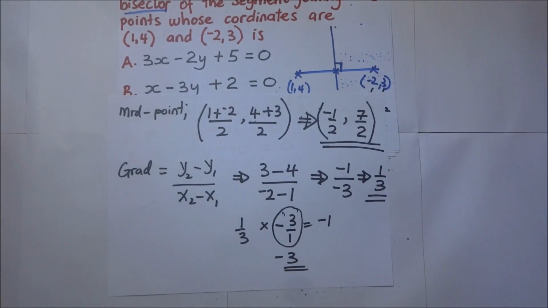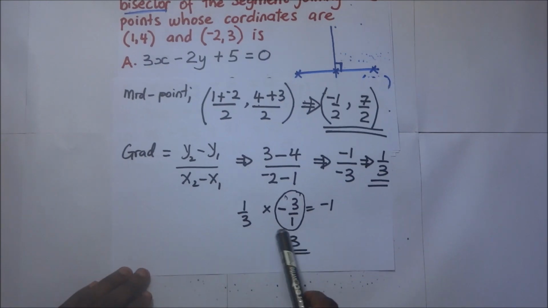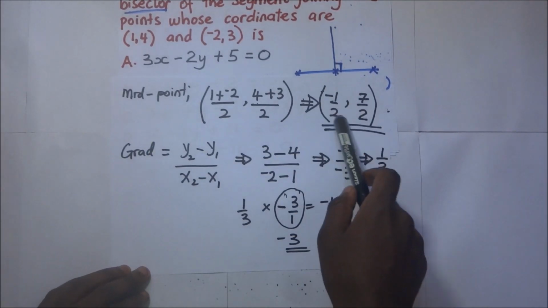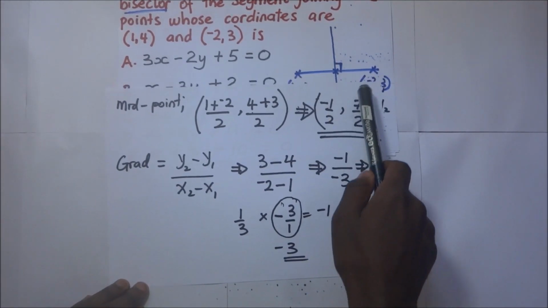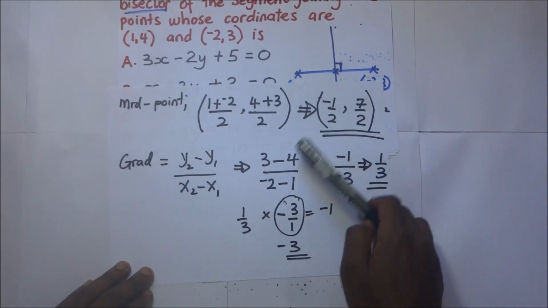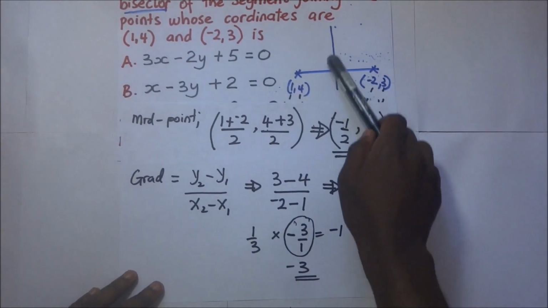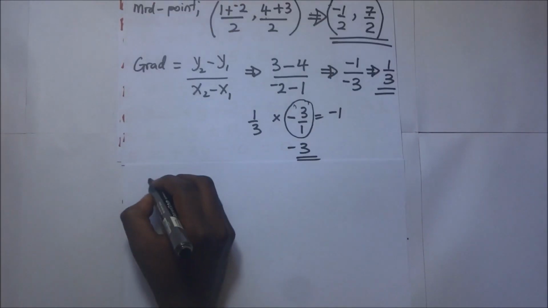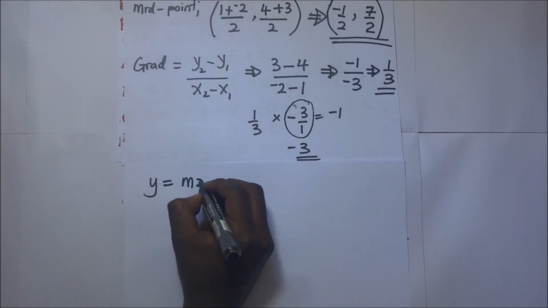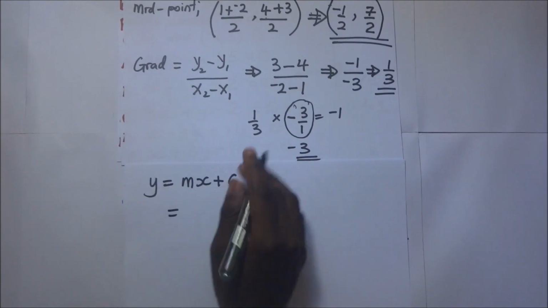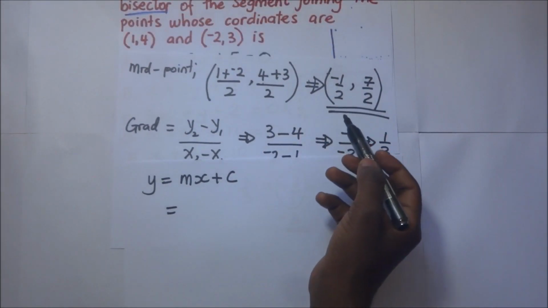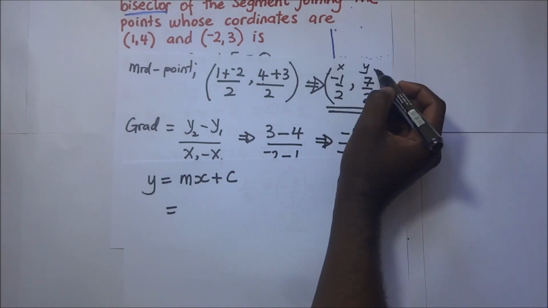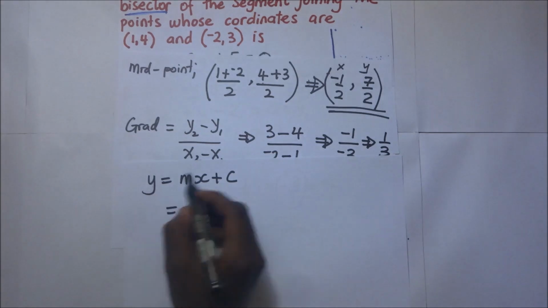So we already have two things. We have the gradient of this perpendicular bisector. We also have the point through which it is passing, which is the midpoint of these 2 points. So now that we have these two, we can go ahead and find the equation of this line using y is equal to mx plus c. We know that this perpendicular bisector is passing through this midpoint. This is point xy. So y is 7 over 2.